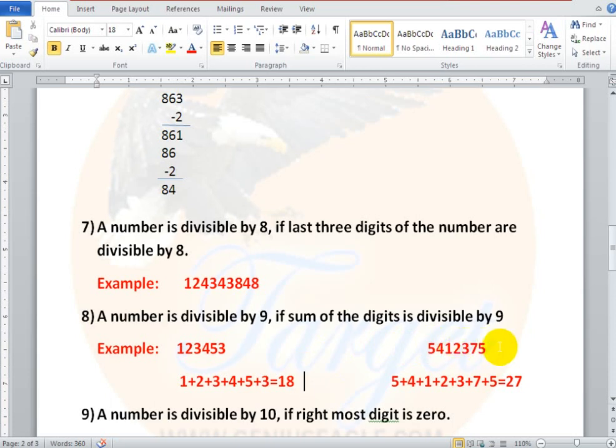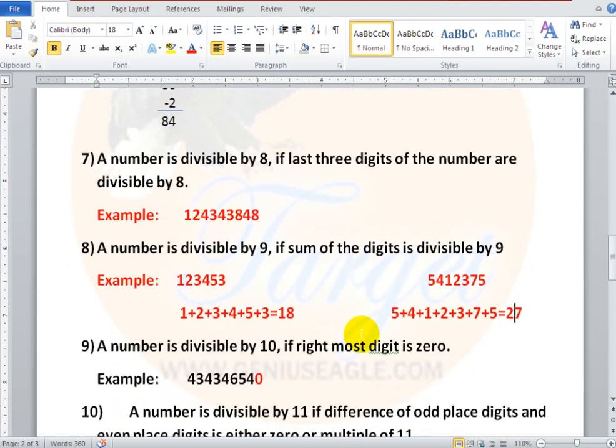Another example, 5, 4, 1, 2, 3, 7, 5. If you find the sum of the digits of this number, 5 plus 4, 9, plus 1, 10, 10 plus 2, 12, 12 plus 3, 15, 15 plus 7, 22, 22 plus 5, 27, and 27 is divisible by 9. So this complete number will also be divisible by 9.